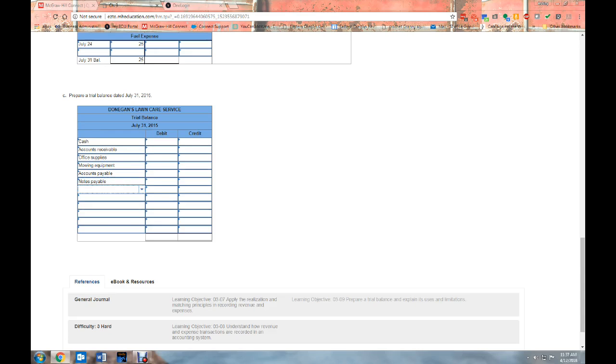And then capital stock, so our owner's equity. And now retained earnings. Remember, it is a subset of owner's equity. So capital stock and retained earnings go hand in hand. And then we move into our income statement accounts. So mowing revenue would be first. And then any expenses. So salaries expense. And then we also had fuel expense.